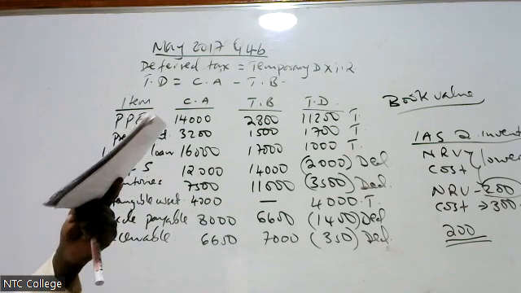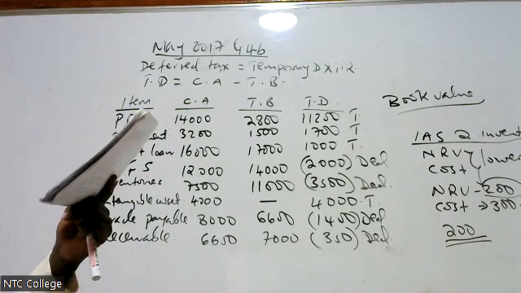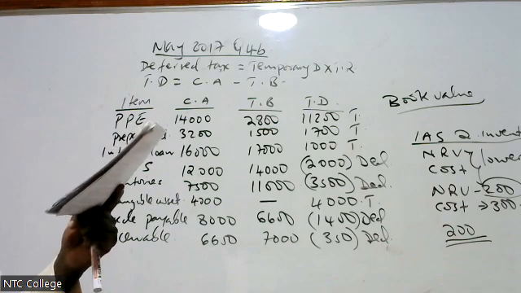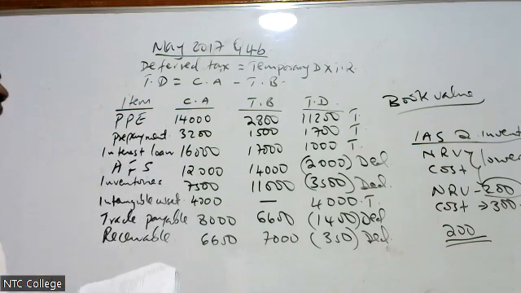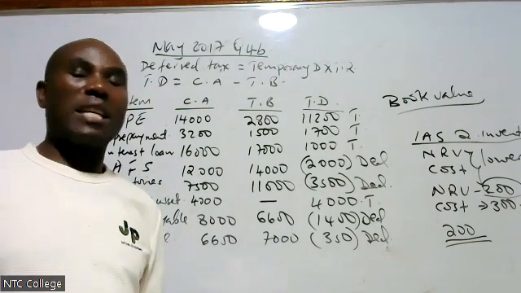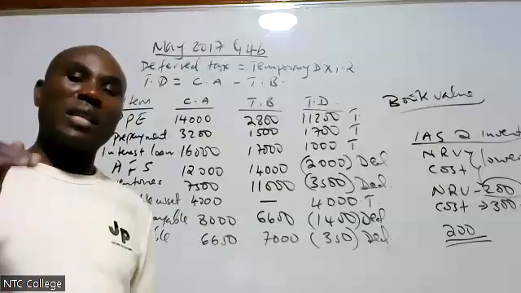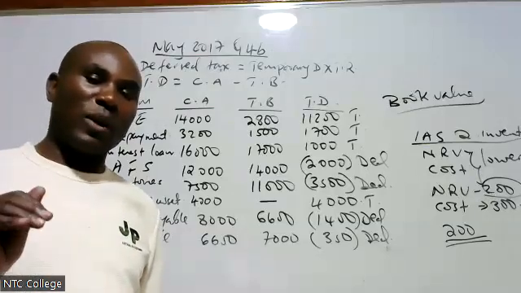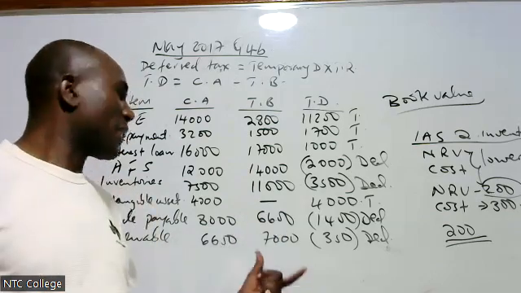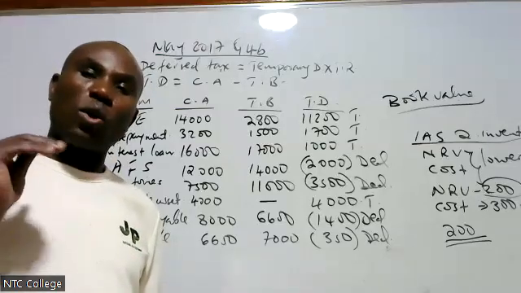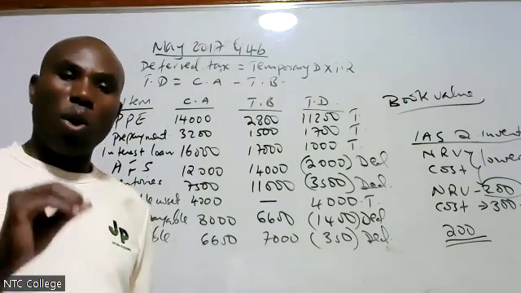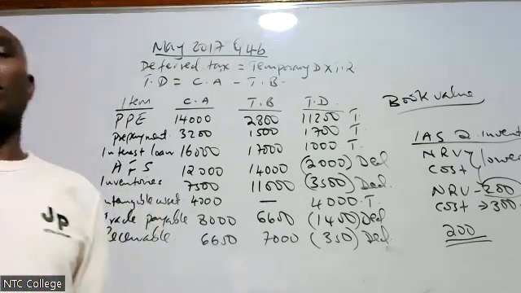Then number 7, the building which is included in property, plant, and equipment was revalued during the year. The increase in the value of 3 million does not affect the tax base. We did revaluation of an asset, but the examiner is telling us the revaluation does not affect the tax base. Therefore, after we have determined our deferred tax, we are going to compute the tax effect on the revaluation surplus, then we take it to deferred tax account.